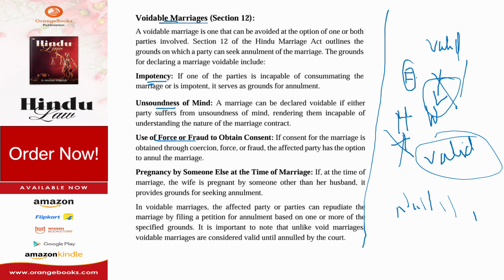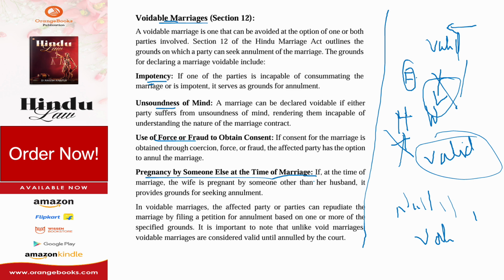party. And then there is pregnancy by someone else at the time of marriage. If she was pregnant by another party at the time of marriage, all these are grounds where the aggrieved party can seek to nullify the marriage. Otherwise, if no action is taken by the aggrieved party, the marriage is considered valid. So the validity of voidable marriages depends on the aggrieved party's decision.